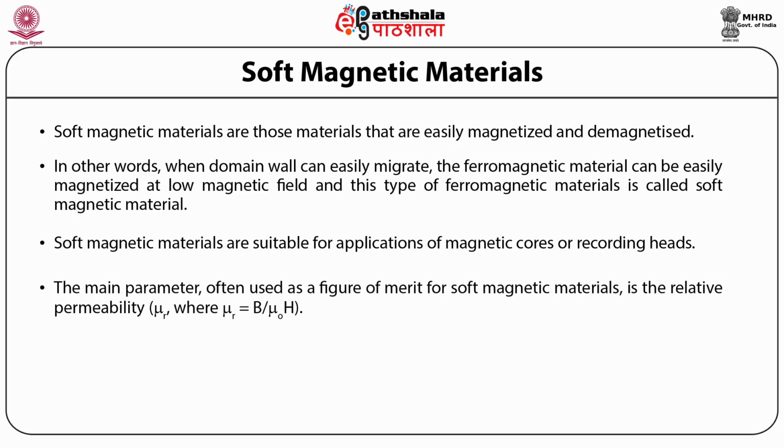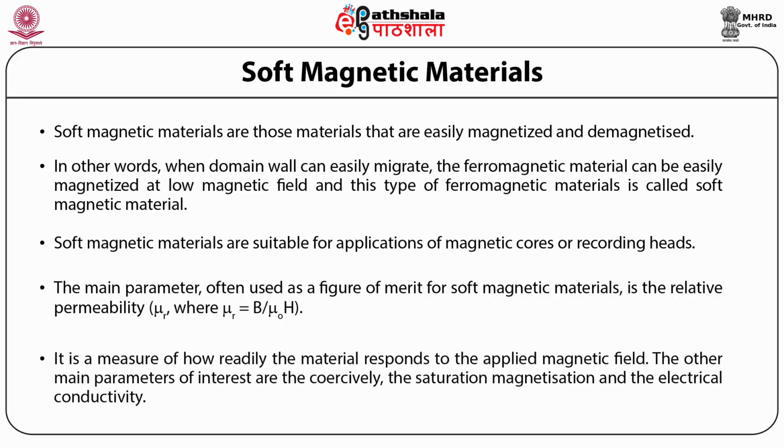The main parameter often used as a figure of merit for soft magnetic materials is the relative permeability mu r, where mu r is equal to B over mu 0 H. It is a measure of how readily the material responds to the applied magnetic field. The other main parameters of interest are the coercivity, the saturation magnetization, and the electrical conductivity.